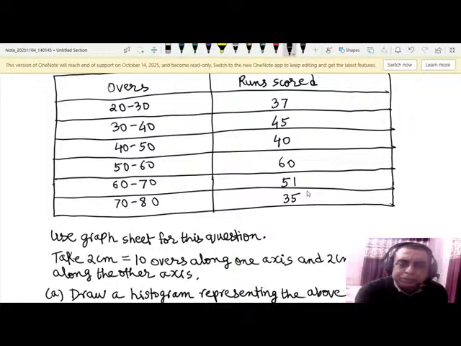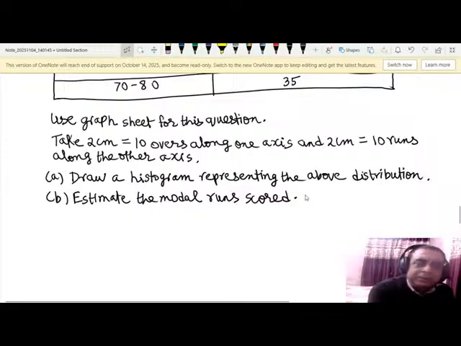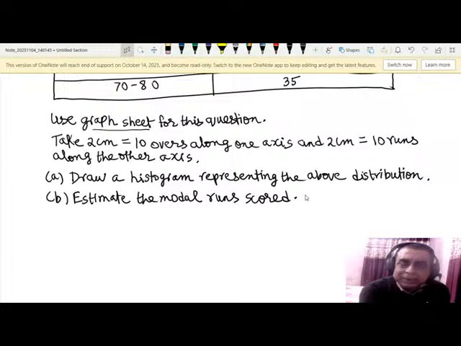60 to 70, 51 runs. 70 to 80, 35 runs. Use the graph sheet. Here we will be drawing this graph on a plain white surface, but in the exam, you will be provided a graph paper. In the graph paper, it is more convenient for drawing the graph.